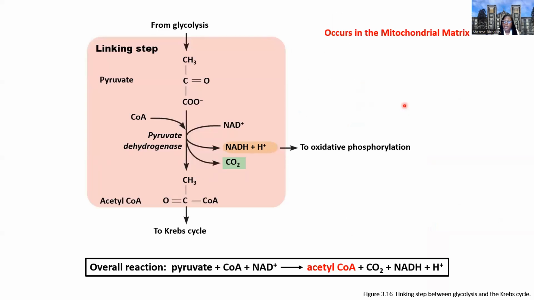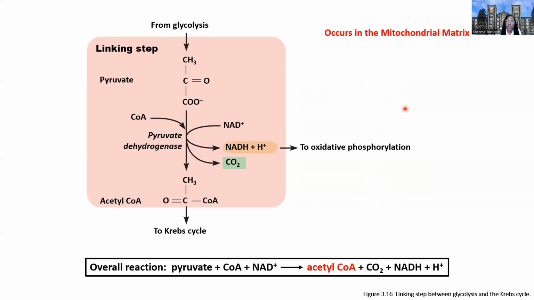Let's look at the intermediary step. So this is called the linking step. And this is the transition between the glycolysis, which is happening in the cytosol, and the next stage, which is the Krebs cycle, which happens in the mitochondria. So in between that, what happens to that pyruvate?